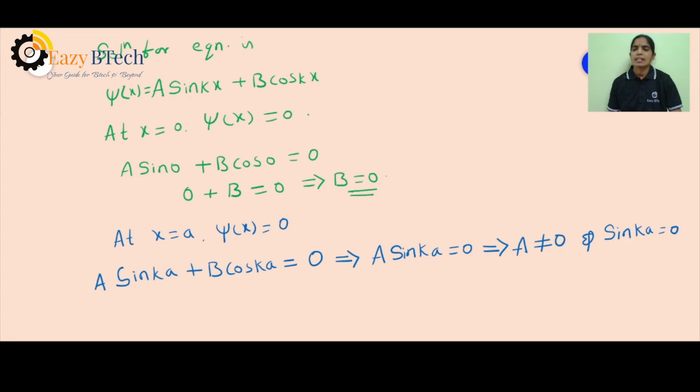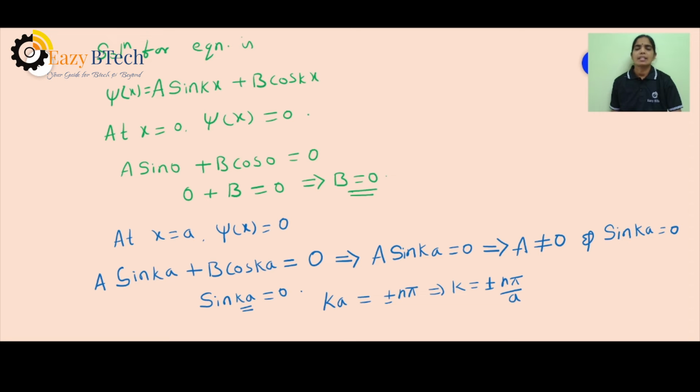When do we have our sin ka value as 0? It is simply like sin theta equal to 0. For what values of theta is sin theta going to become equal to 0? For ka equal to plus or minus n pi. So from this expression, what will be our k value? Plus or minus n pi by a.